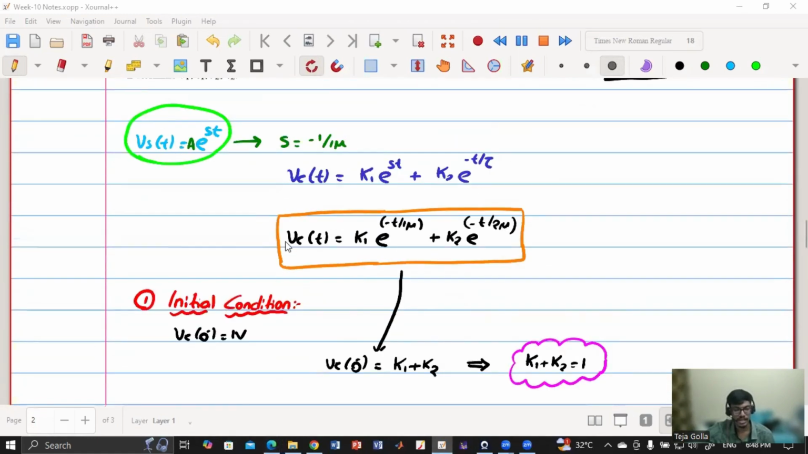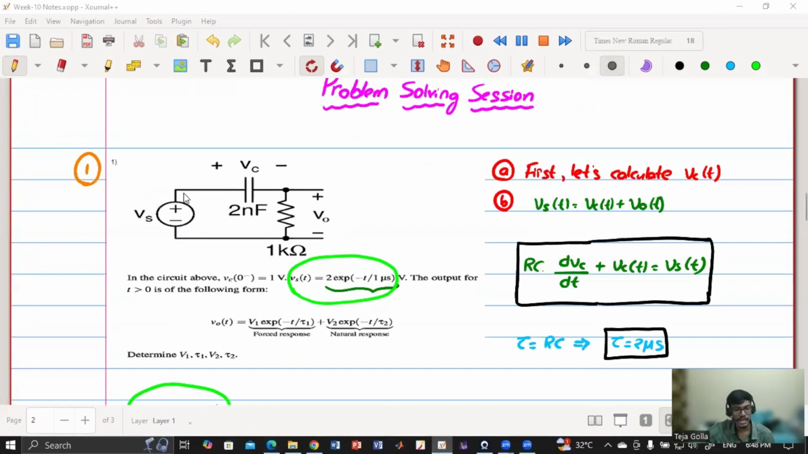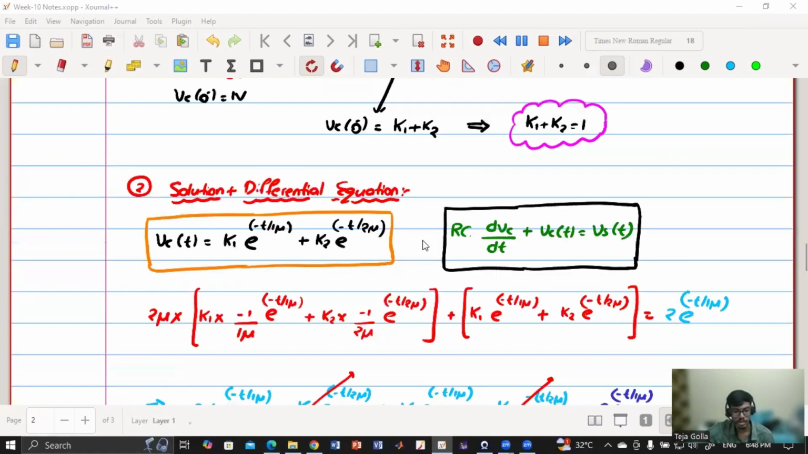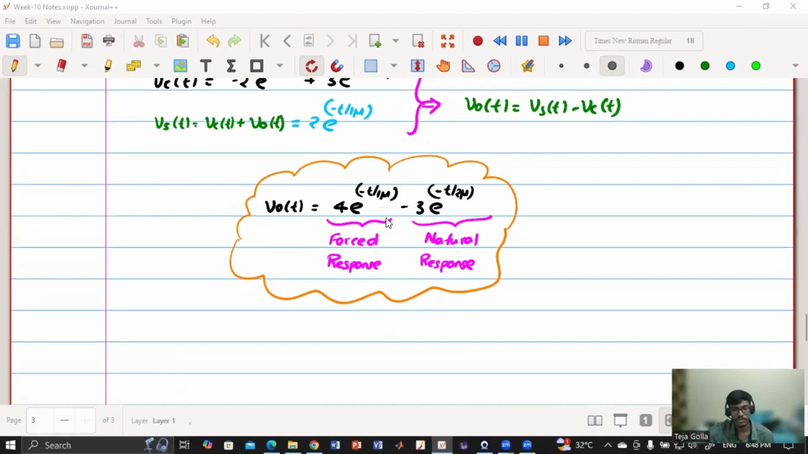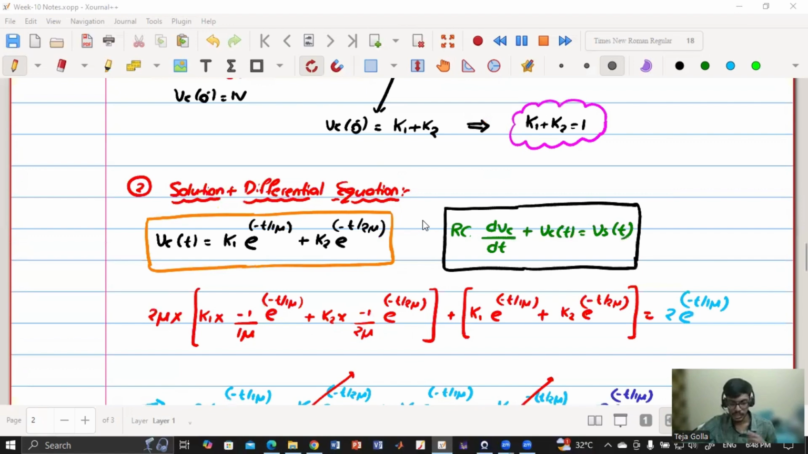One is the initial condition. Say the initial condition of Vs of t is what? 2, right? And the initial condition of this is what? 1. So what is the initial condition of this? 1. Because if this is 2 at t equals to 0, and this is 1, this has to be 1, right? So the initial condition of this is also 1. If you substitute t equals to 0, you will get 1. So there is no harm in starting with V naught of t.